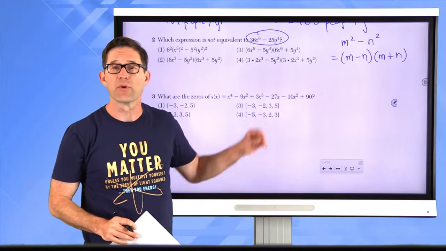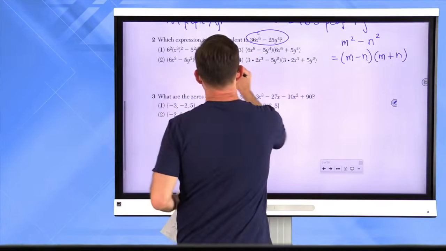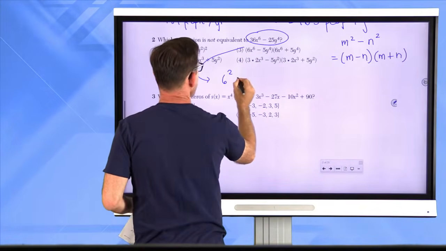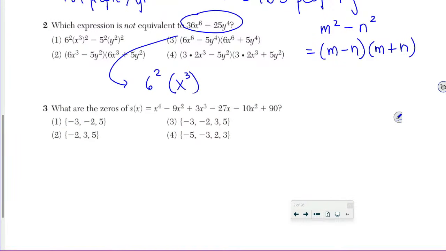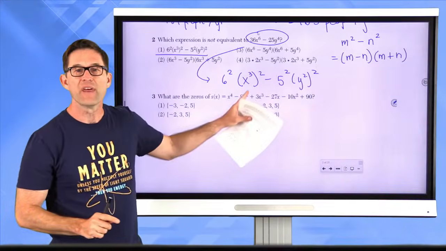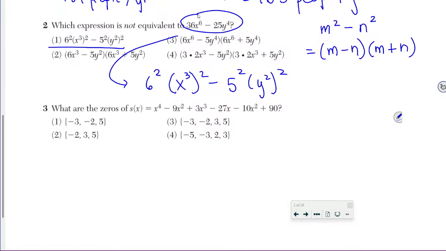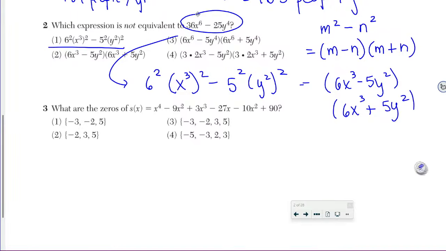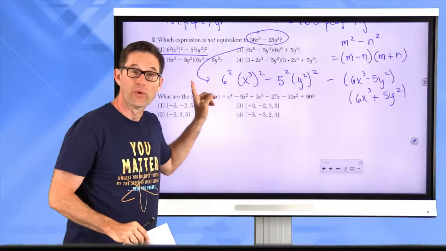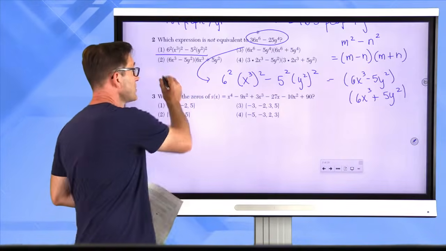That's what it is. And I know that this is the difference of perfect squares because 36 is 6 squared. So this thing is literally 6 squared, and then I've got x to the 3rd squared minus 5 squared times y squared squared. And so, by the way, that's just simply this first one. That one is equivalent. But then if I factored this using the difference of perfect squares, I would get 6x cubed minus 5y squared times 6x cubed plus 5y squared. That would be your straight up factoring, and that would be choice 2. So that one is also equivalent.